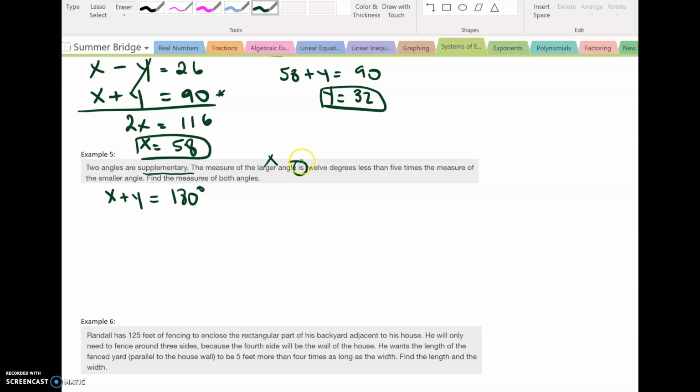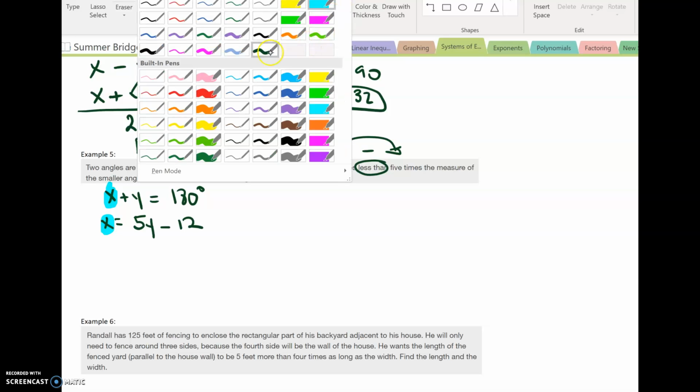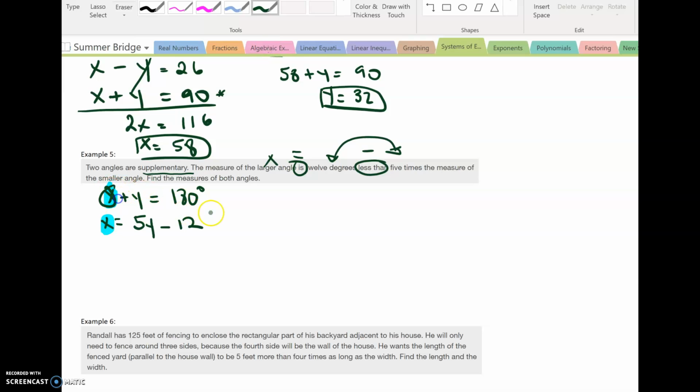So if I say that that's x, and "is" means equals, then I have a "less than," so I know I need to switch whatever's in front and whatever's in back around. 12 degrees less than 5 times the measure of the smaller angle. So that means x is going to equal 5 times the measure of y minus 12 degrees. Now I have defined what x is, and I have another x in my main equation. Therefore, I'm going to replace this x up here with the expression I've defined x to be.